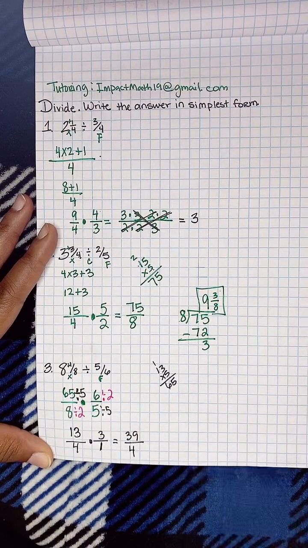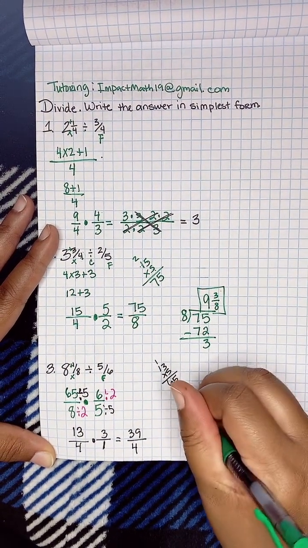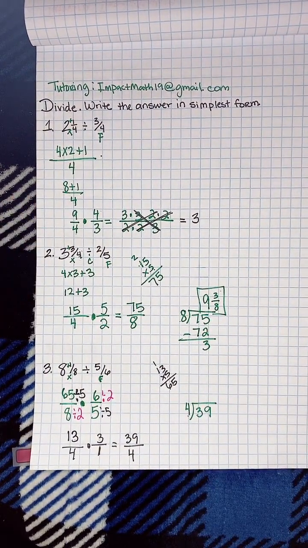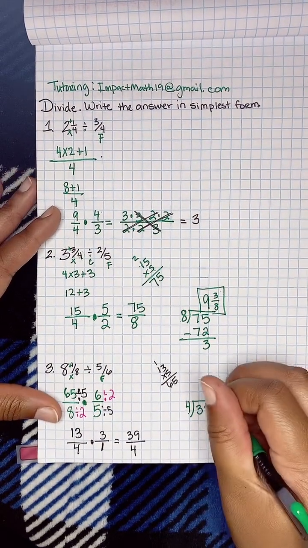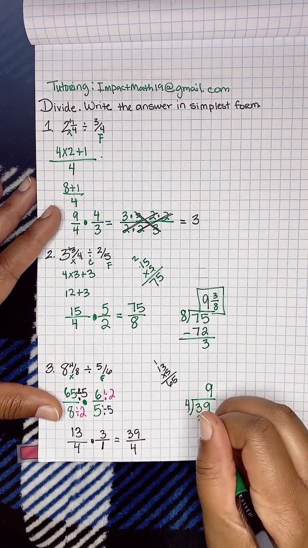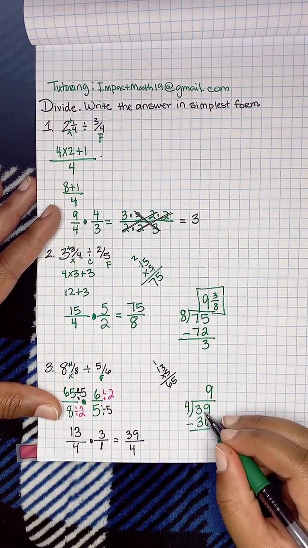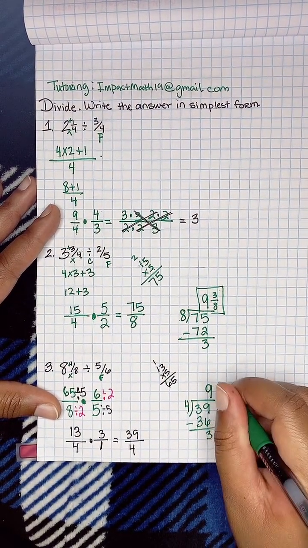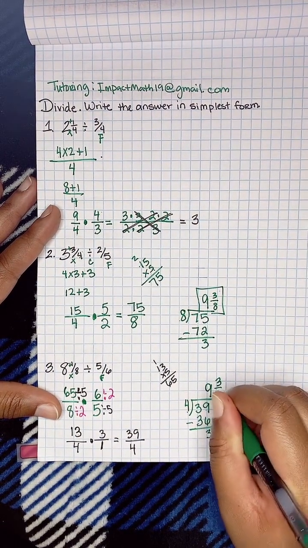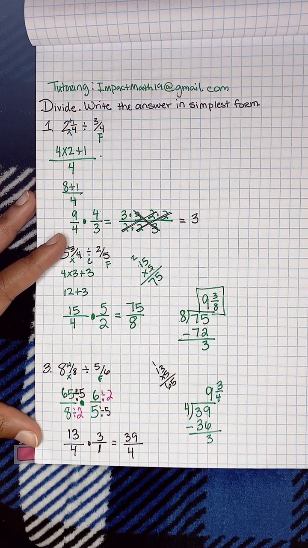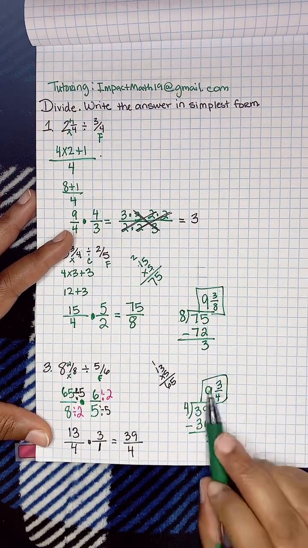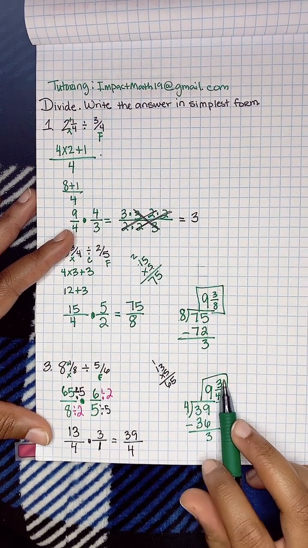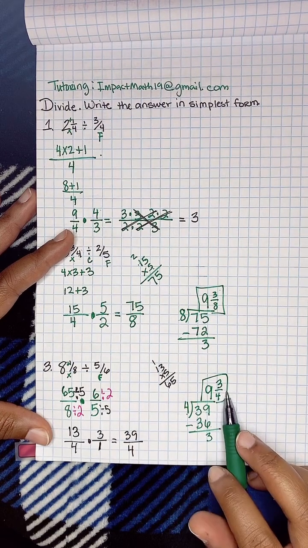Okay, so now let's write this as a mixed number. So 4 divided into 39. How many 4s can fit into 39? 9. Good. So 9 times 4 gets us 36, and 39 minus 36 is 3. And so we have 9 and 3/4. Good. What if I said I wanted this in decimal form? Let's go back to 3/4. Think about quarters. How many quarters is it if you have 3/4?